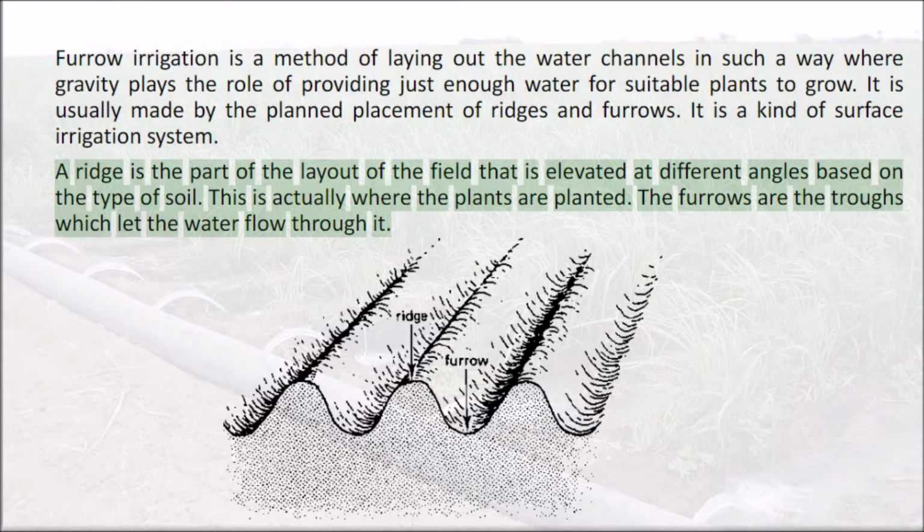A ridge is the part of the layout of the field that is elevated at different angles based on the type of soil. This is actually where the plants are planted. The furrows are the troughs which let the water flow through.